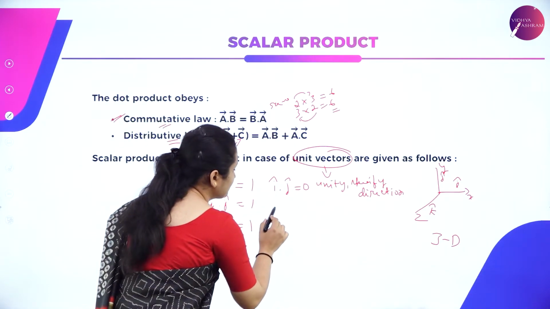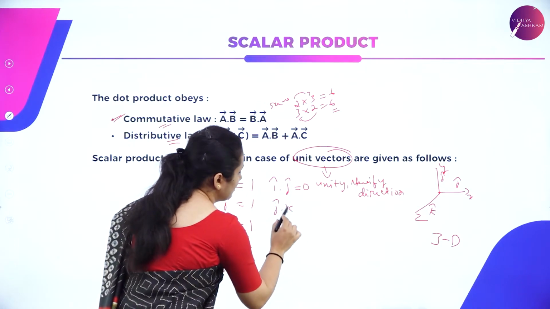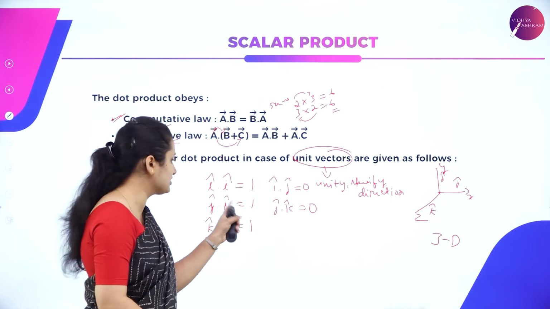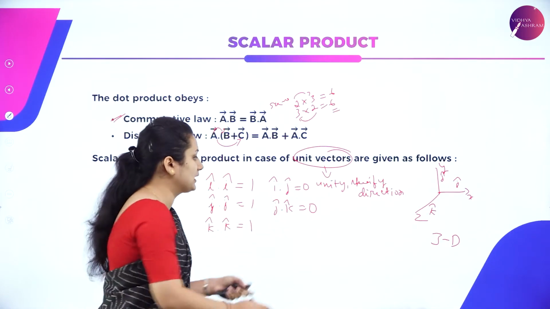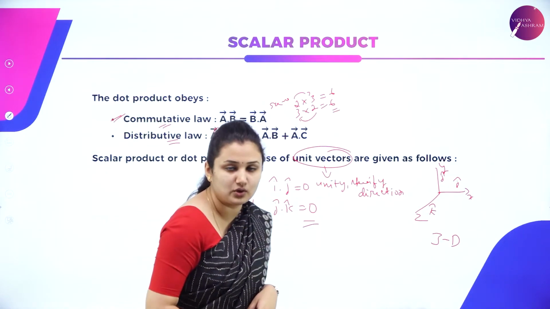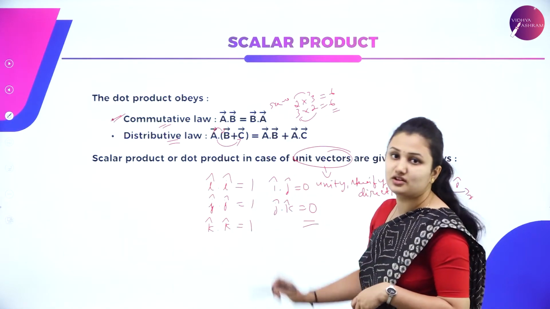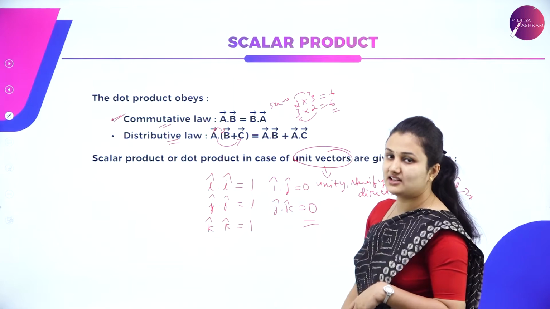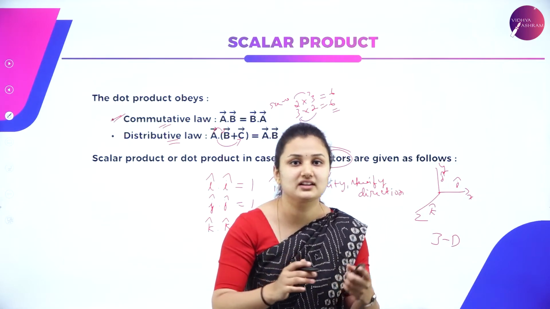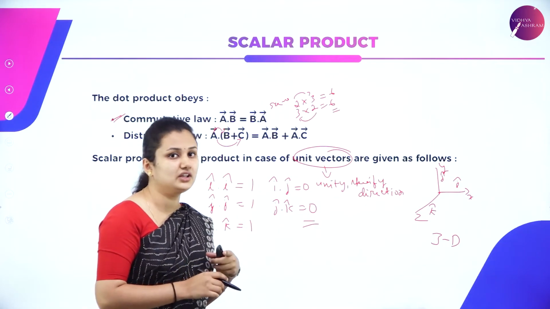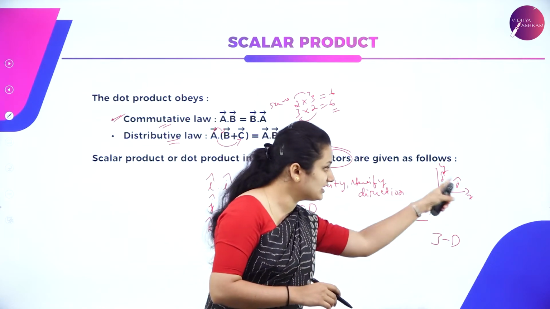If it is j cap dot k cap, then it is equal to 0. If it is j dot j, it is 1. If it is two different unit vectors, it will give you 0. This is the scalar or dot product in the case of unit vectors. Unit vectors have magnitude unity, but specify the direction of the given object in 3D space.